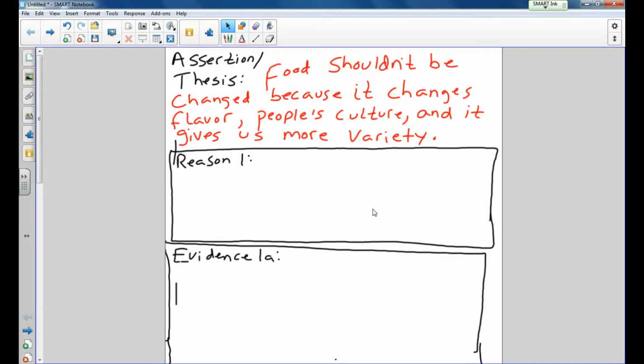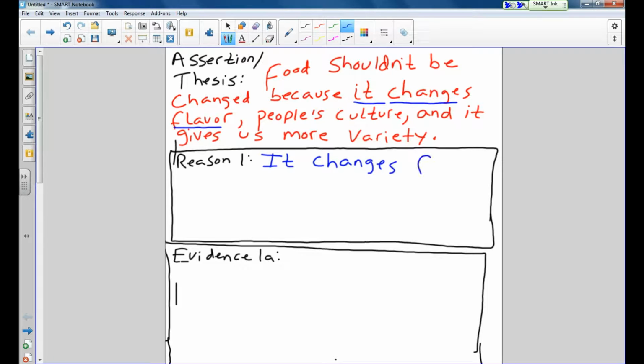So each of these reasons will be what we put in our reason box. So reason 1 would be it changes flavor. Once we get to the reason 2 box, we would write it changes people's culture. Once we get to reason 3 box, we would write it gives us more variety.